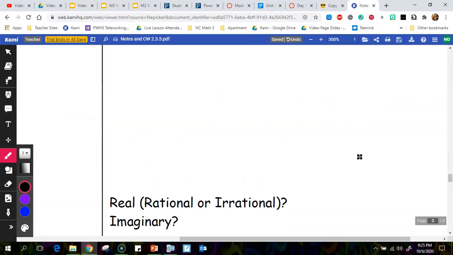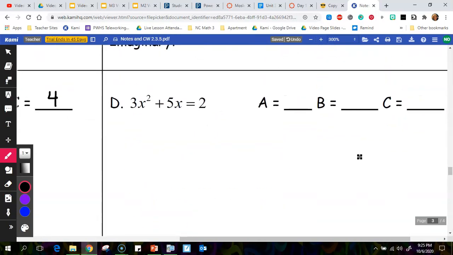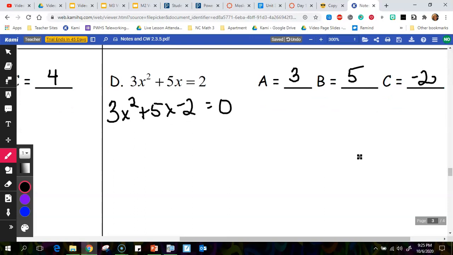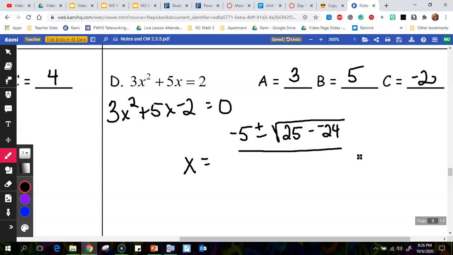Let me look at this one real quick. This one you're going to set up 3x squared plus 5x minus 2 equals 0. A is 3, B is 5, C is negative 2. Let's go ahead and do this one. X equals the opposite of B is negative 5 plus or minus. B squared is 25 minus 4 times 3 is 12 times negative 2 is negative 24 over 2a, which is 6.